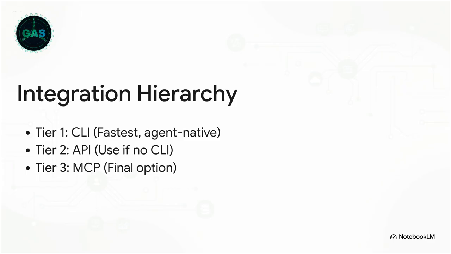Now, if a CLI is impossible, then you fall back to Tier 2, a traditional API. And treat MCPs as your absolute last resort, Tier 3, reserved only for times when you absolutely must have a flexible, massive tool discovery catalog, and you can actually afford that hefty token overhead.